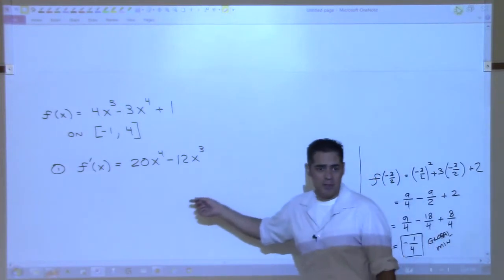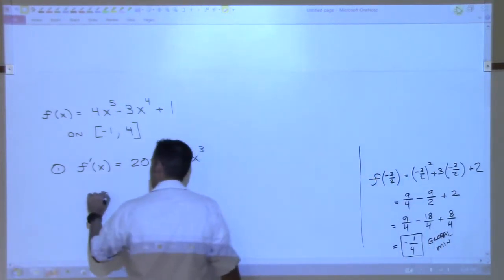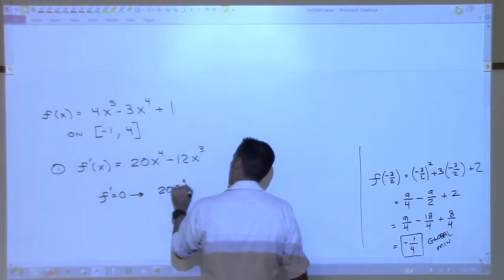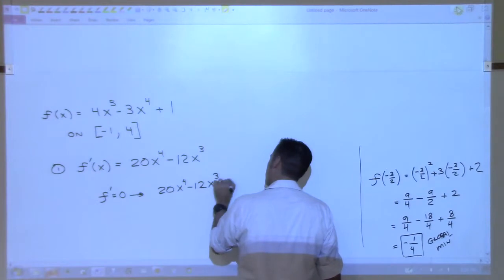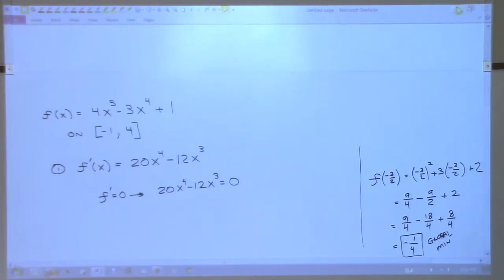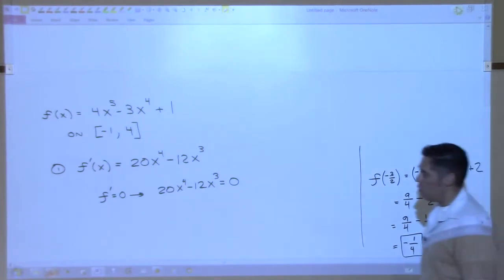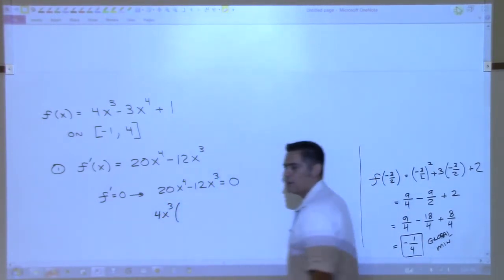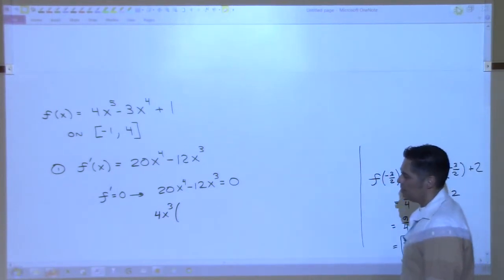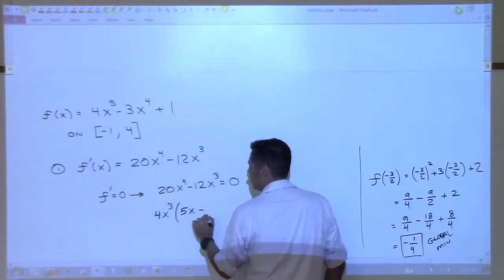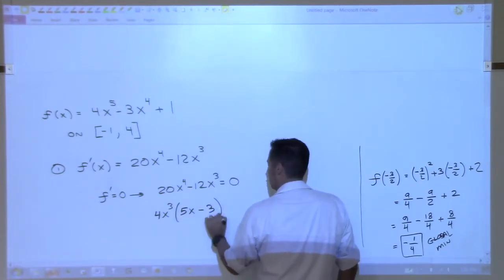Now we need to set it equal to 0. So let's do that now. Where's that derivative equal to 0? Well, let's see. Where is 20x to the 4th minus 12x cubed equal to 0? So how do I solve that equation? Factor, right? Pull out a 4x cubed, I believe is our GCF, greatest common factor, 4x cubed. Pull that out. What are we left with in there? 5x minus 3 equals 0.